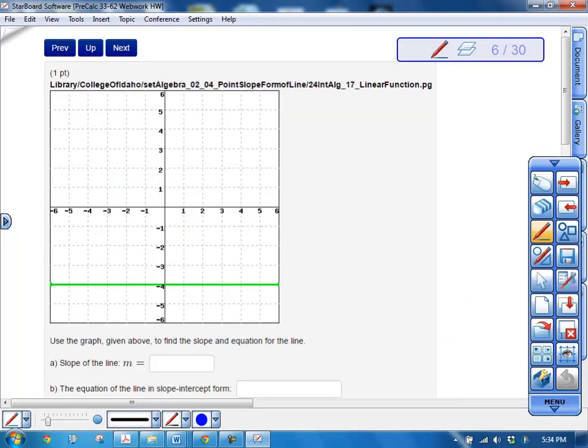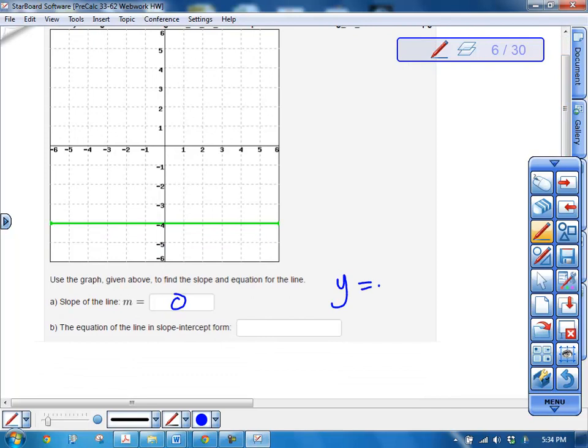Okay, my equation, this line right here, the slope of this is 0. And so when you do y equals mx plus b, I just have y equals the number, and b in this case is negative 4. So I just have y equals negative 4 because the slope is 0.